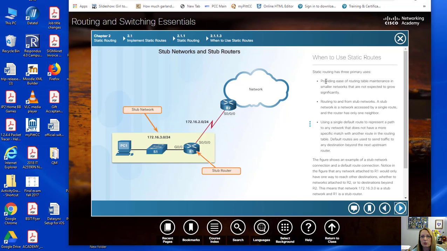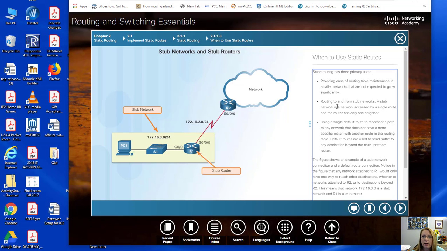One of the things too, when you're looking at static routes, is notice that it does make the routing table smaller because your router is not having to do as much work, not having as many entries. I'll show you a couple of those.